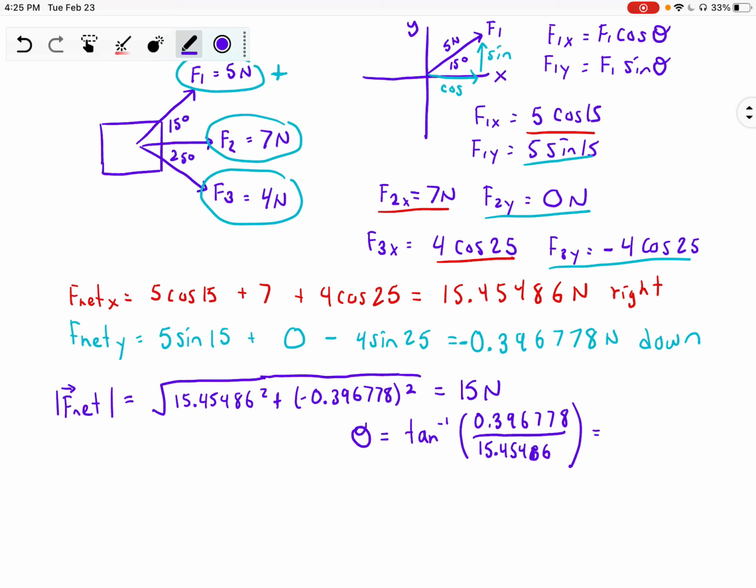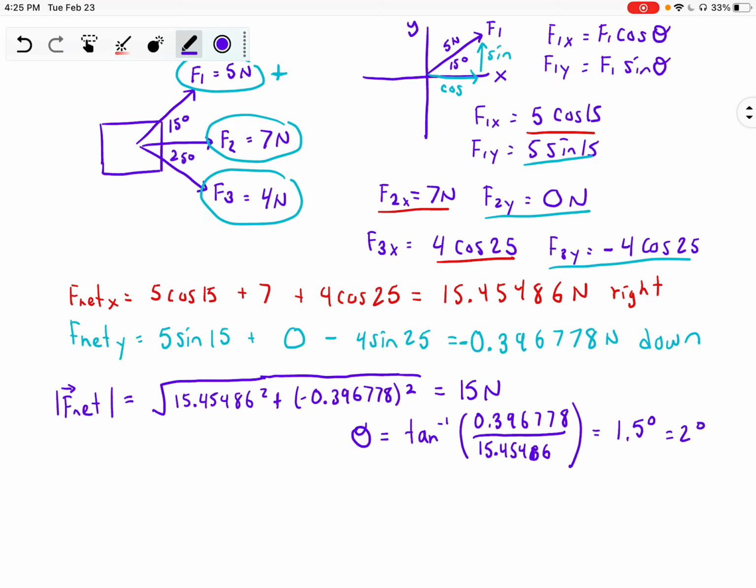0.396778 divided by 15.45486 is not very big, which is not surprising because we've got a teeny tiny y component and a fairly large x component. So that's about 1.5 degrees. And normally I would tell you to round angles to the nearest whole number. And that would be okay to do here. We could call this 2 degrees.